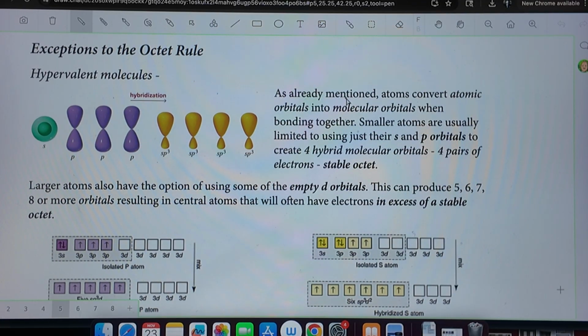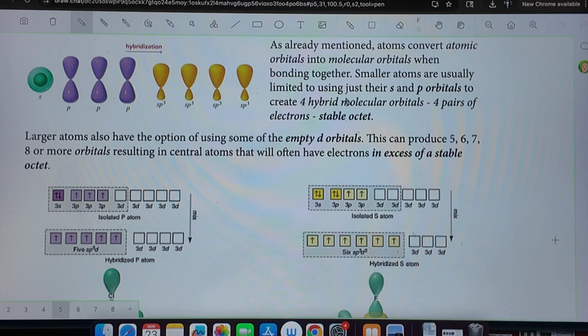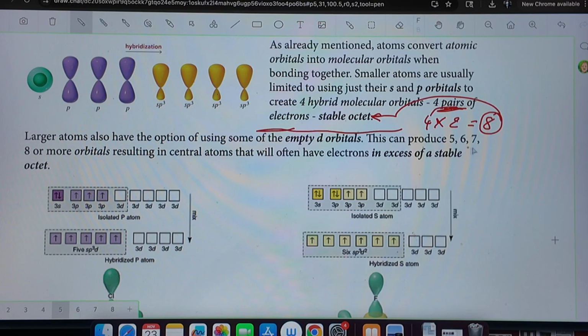As already mentioned, atoms convert atomic orbitals into molecular orbitals when bonding together. Smaller atoms are usually limited to using just their s and p orbitals to create four hybrid molecular orbitals. Four pairs of electrons make a stable octet, because remember, a pair is 2, and 4 times 2 is 8, and that's where we get octet, right? Larger atoms also have the option of using some of the empty d orbitals, which can produce 5, 6, 7, 8, or more orbitals, resulting in central atoms that will often have electrons in excess of a stable octet.